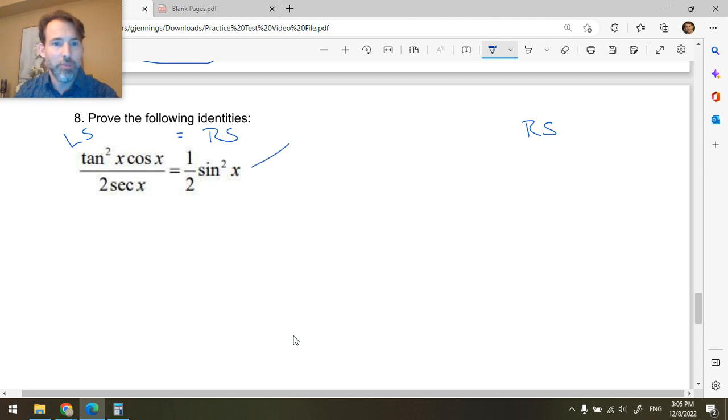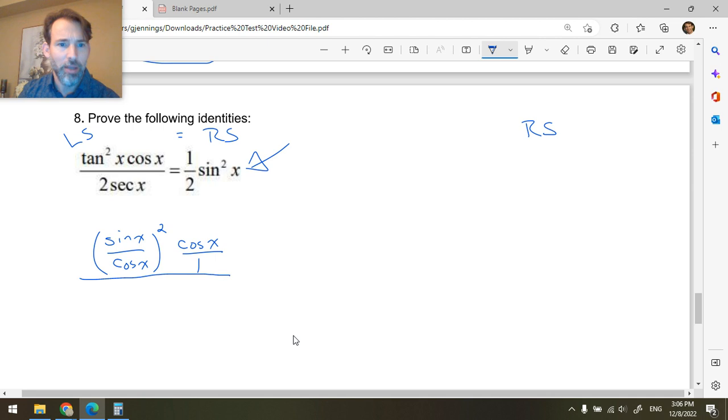The reason we can't is because our main strategy is going to be to write everything in terms of sine x and cosine x and see what we can cancel and what we can get out of the problem. So let's work the left side. Tan squared x could be written as sine x over cosine x, but squared. That would be tan squared x multiplied by cosine x. And I'm going to go ahead and write that over 1 because I know that will help some of you understand that it's a fraction. And then over 2 times secant of x.